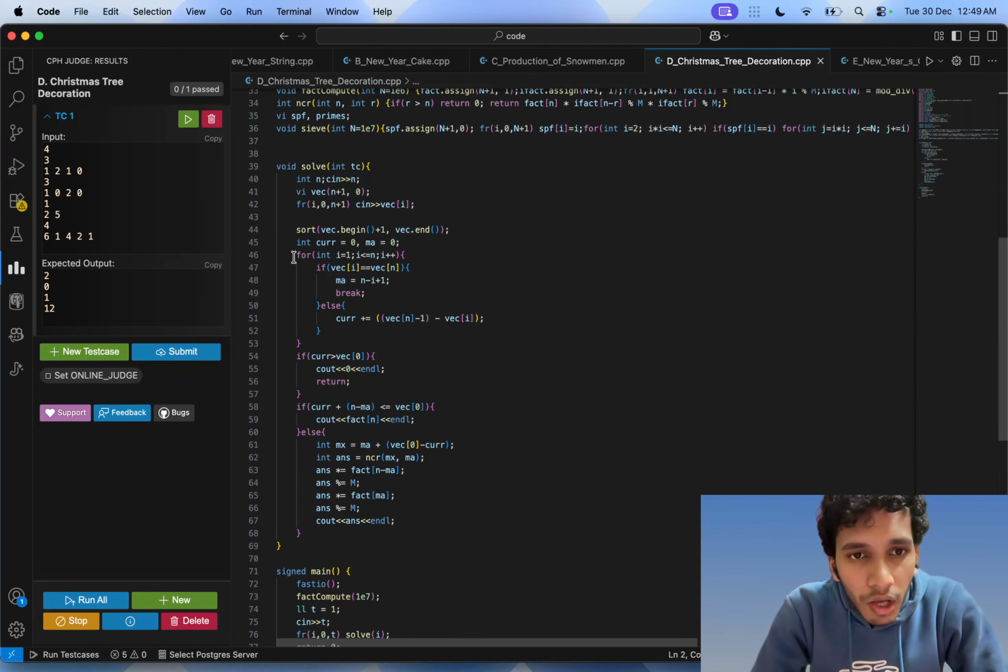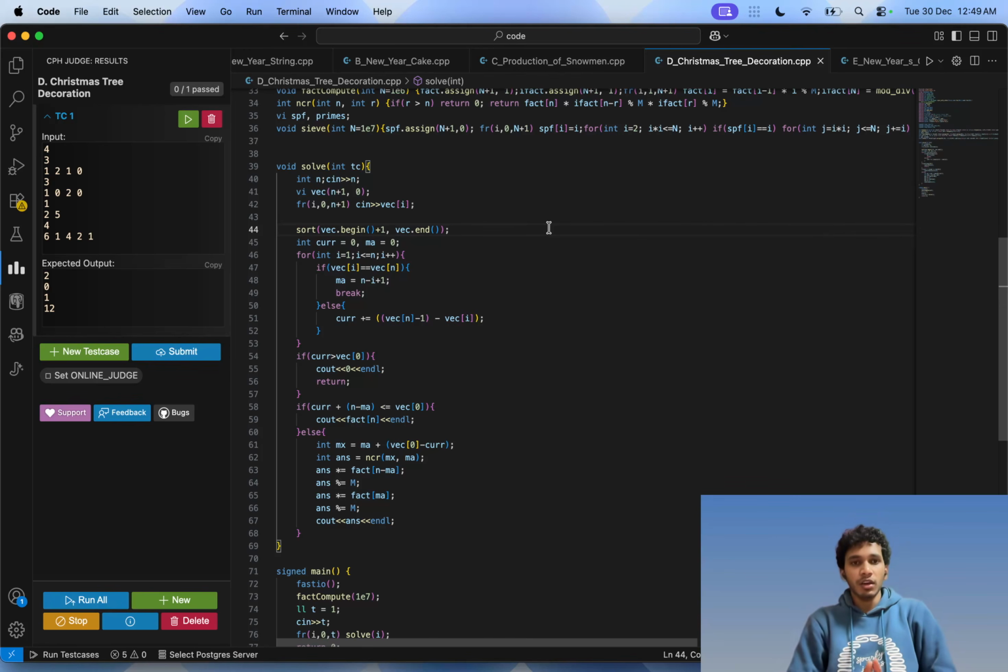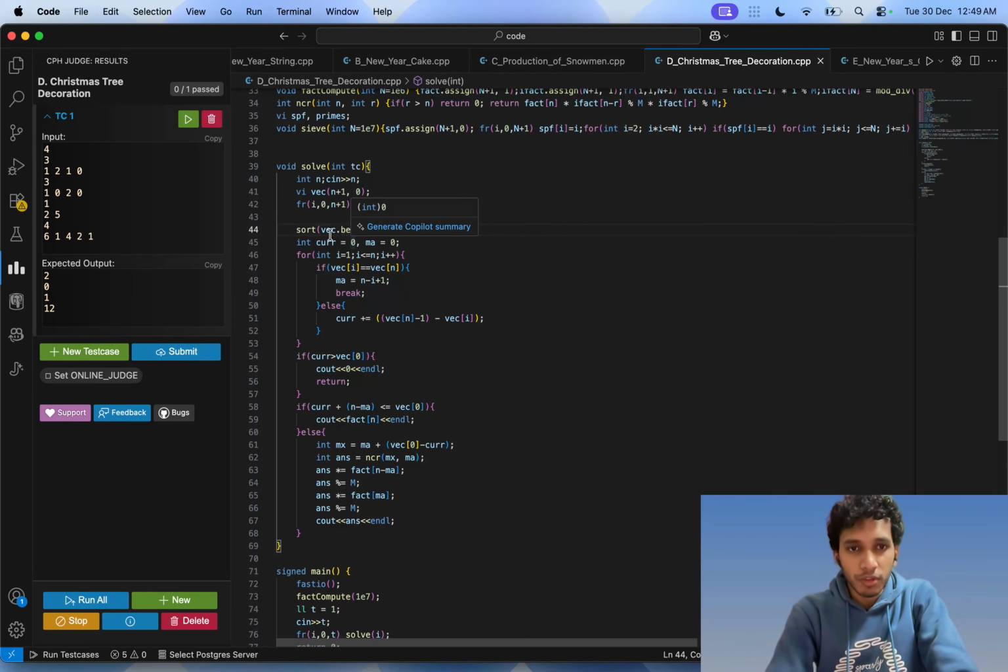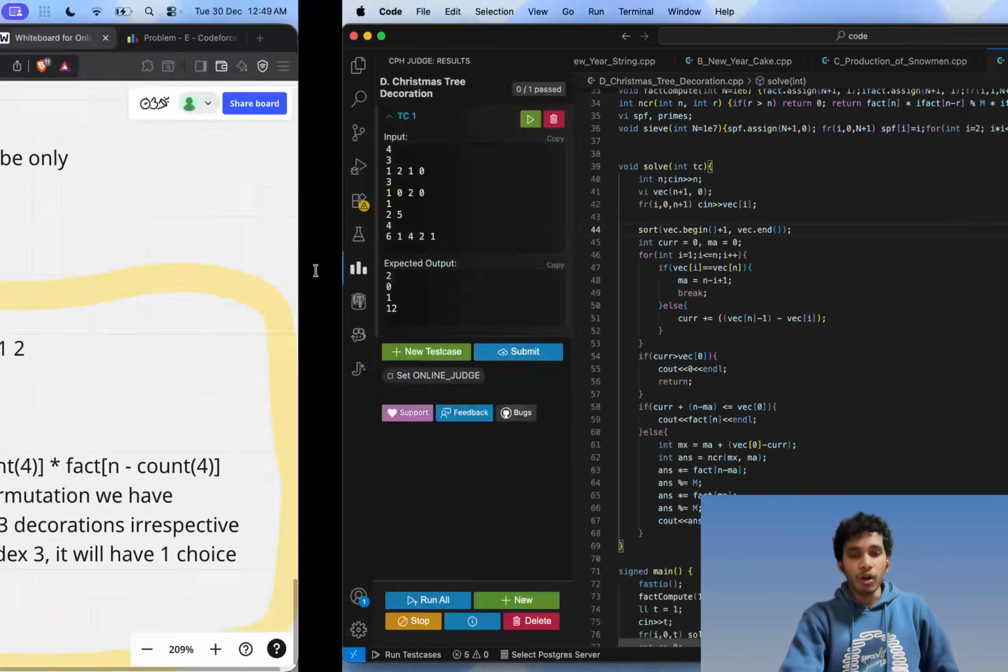So, iterate from 1 to n. First, we sorted our vector. Why? We want the maximum element. So, sort it so that the maximum element comes to the right. We won't be applying operations on all the maximum elements.